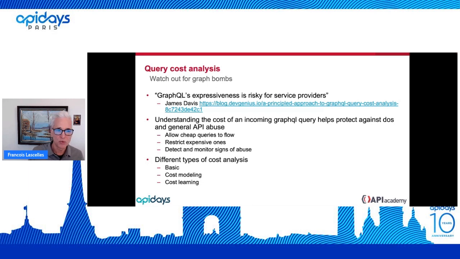So understanding the cost of an incoming GraphQL query helps protect against denial of service and general API abuse. You want to make it easy for cheap queries to flow, but you want to restrict expensive ones. And you want to be able to detect and monitor signs of abuse around the different ways that these GraphQL queries are crafted. So let's look at different types of cost analysis for your GraphQL APIs.